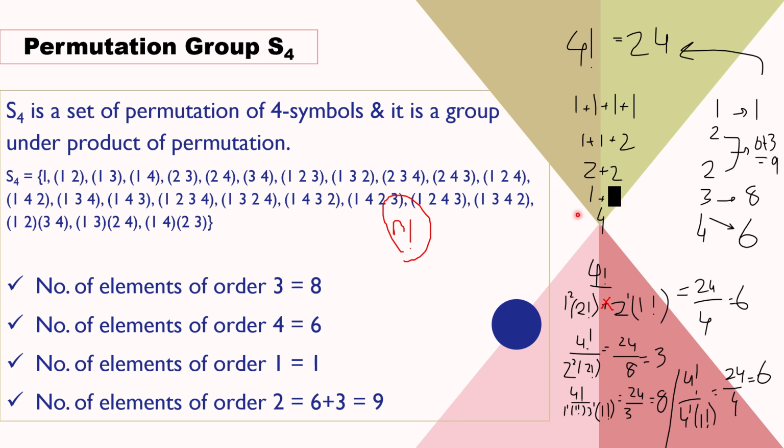Similarly, perform for 1 plus 3. So 1 is 1 time, 1 into 1 factorial, into 3, that is 3 raised to 1 into 1 factorial. You get 8. So the number of elements of order 3 is 8. Then similarly, you do for 4 and you will get 6. So now you know the number of elements of each order in the symmetric group S₄. Okay, so remember this, make sure you remember the process. All right, moving on.